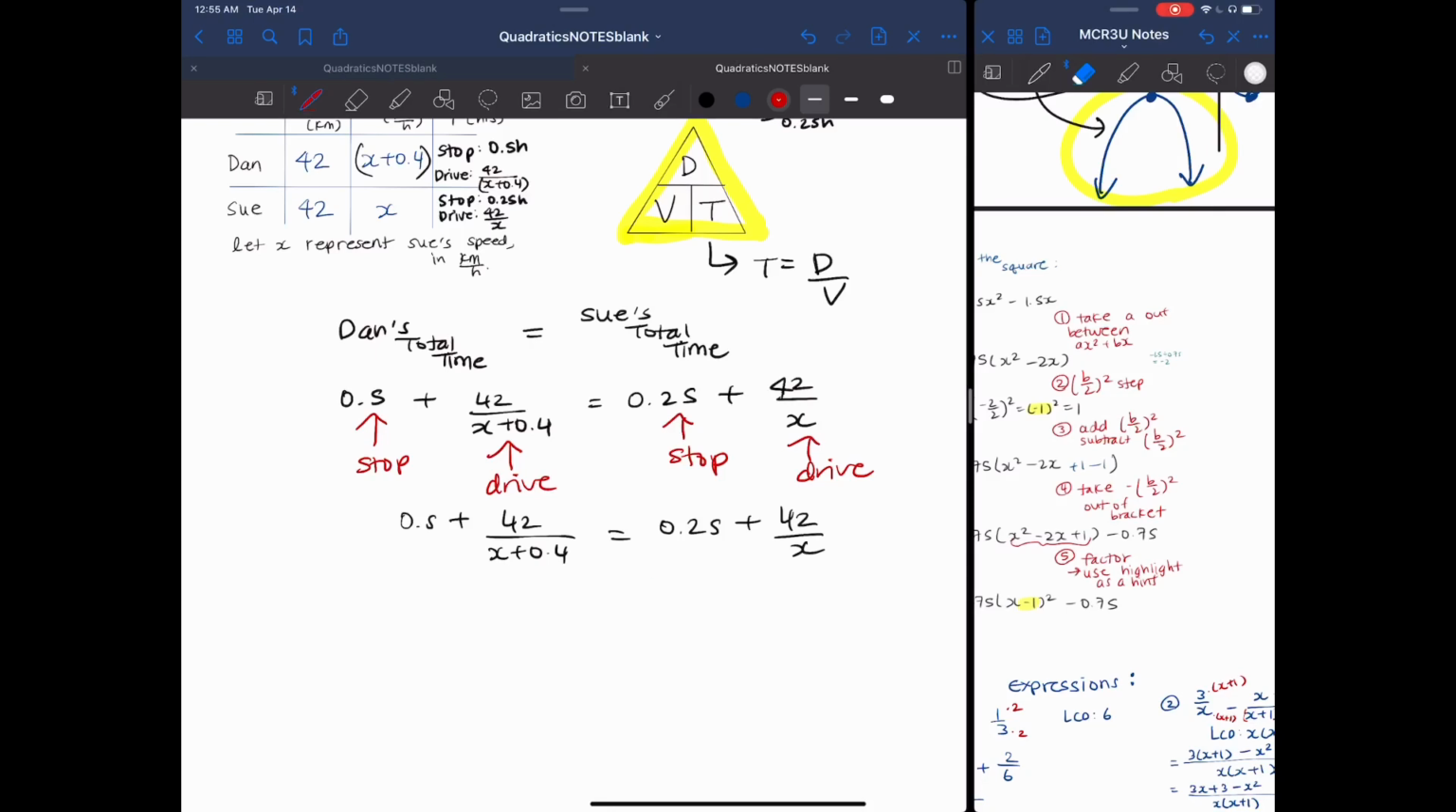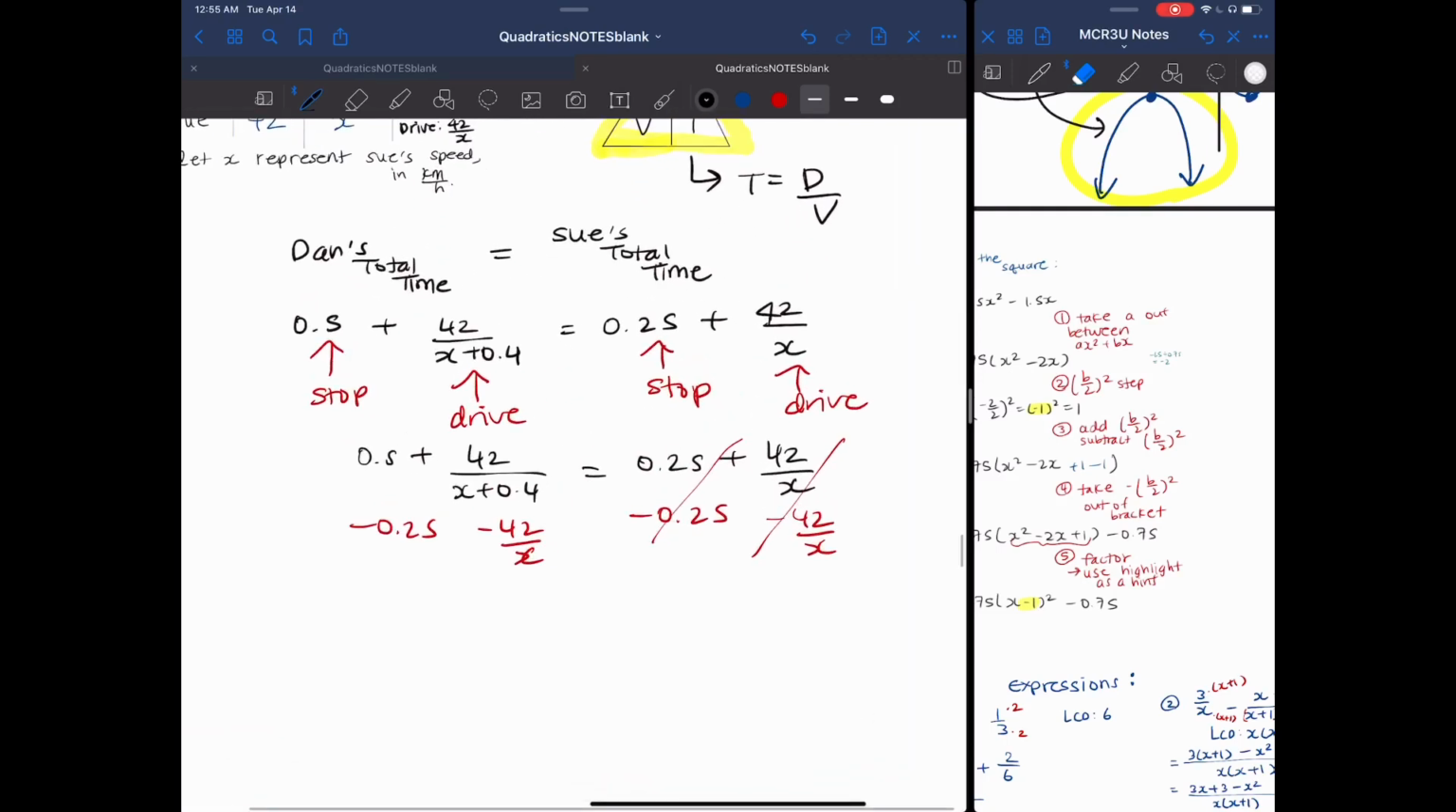I'm going to subtract the things on the right side, and then I'll get it to the left side. You could have chosen any side. It should still work out. And so that means I have 0.25 plus 42 over x plus 0.4 minus 42 over x equals 0.